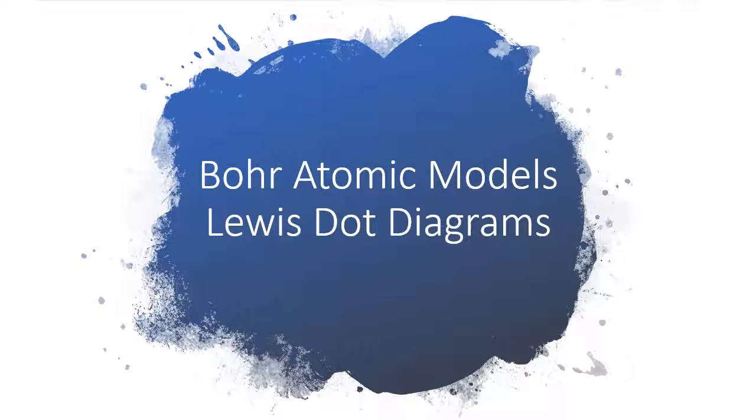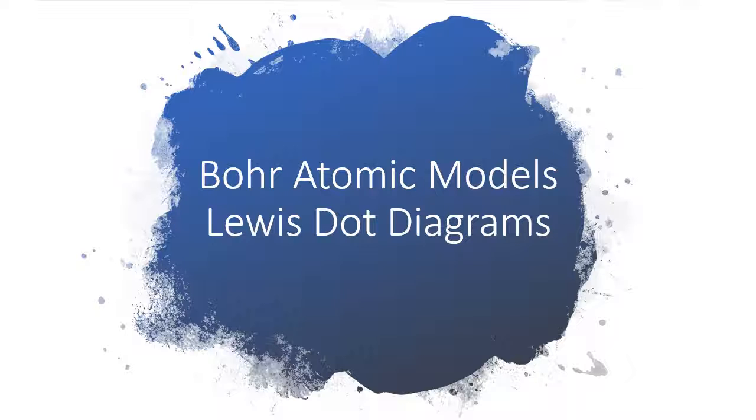Hello. So it's been brought to my attention that some of my students are having difficulties understanding how to draw Bohr atomic models, and an extension of a Bohr atomic model is a Lewis dot diagram. So first of all, these models are just simple ways to describe the placement of subatomic particles in an atom. More specifically, it's the Bohr atomic model that does that.